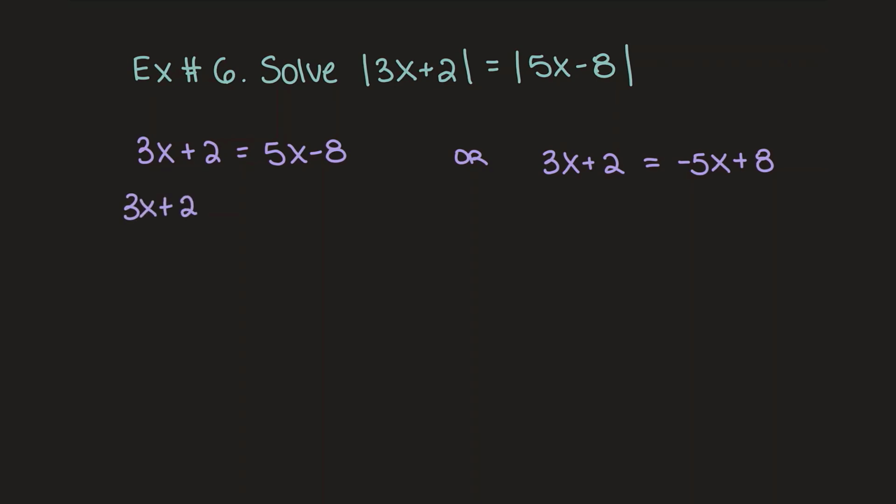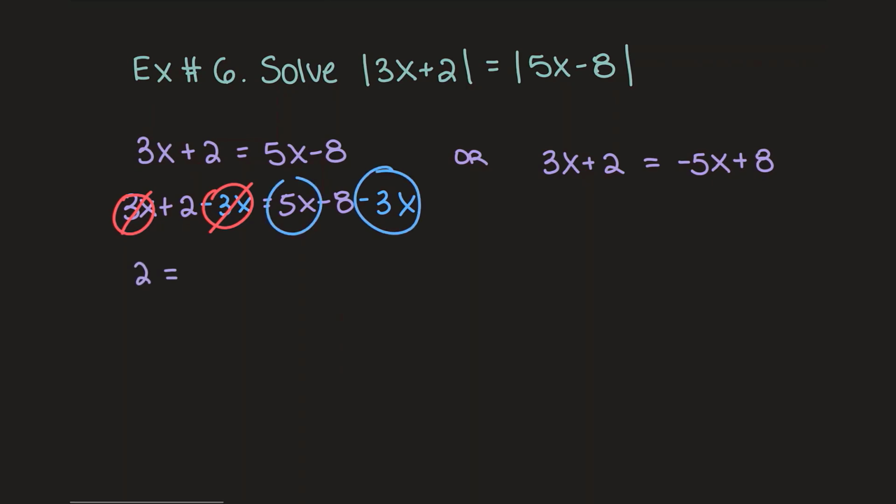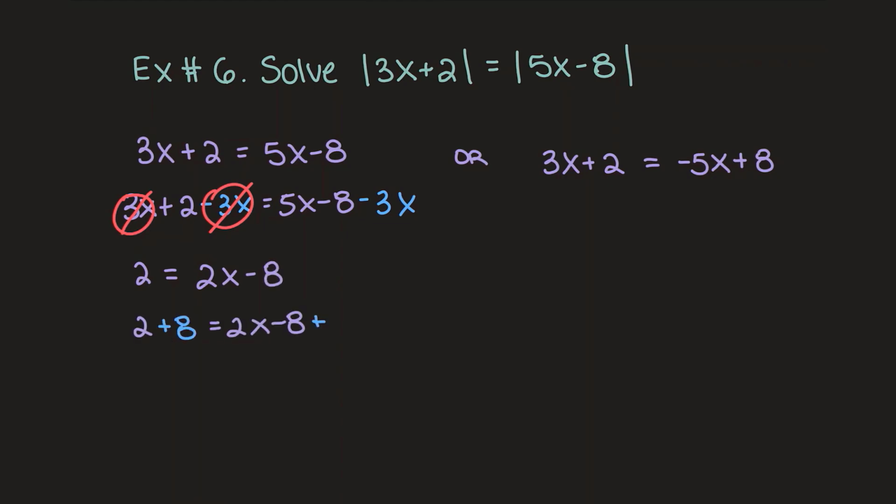So for the first equation, we need to get the variable on one side, so we can subtract 3x from both sides. Simplifying, we get 2 equals 5x minus 3x, which is 2x minus 8. Next, we will add 8 to both sides and simplify. And then our last step is to divide both sides by 2. We have 5 equals x.